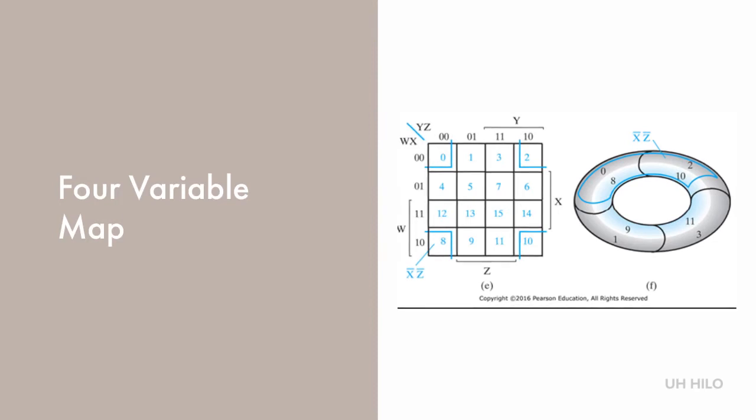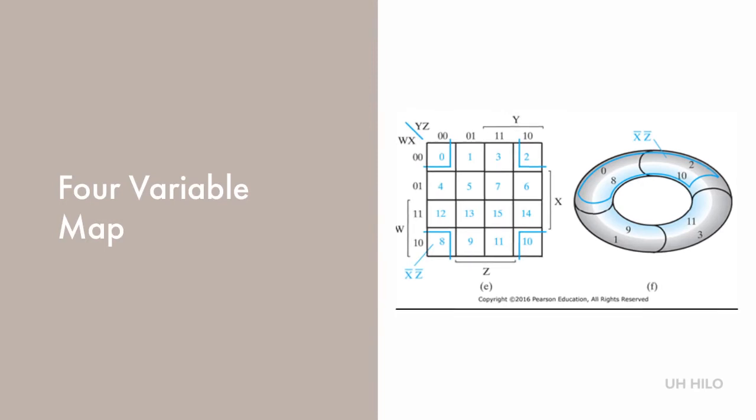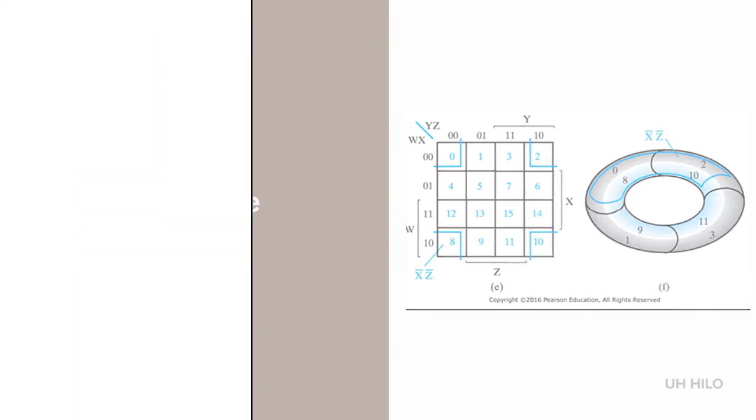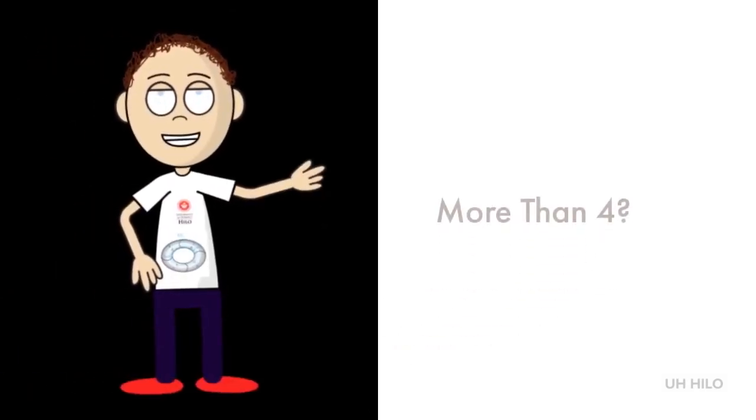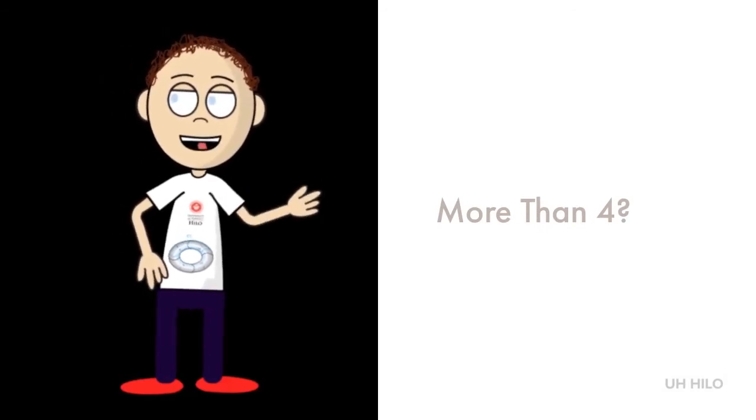Of course, it gets more complicated when you look at these from a topological standpoint, and there are actually several different types of tori that you explore in topology. Again, we can wrap left to right and top to bottom. Can we have more than 4 variables? The answer is yes. It does get tricky from a geometry standpoint, but we can still make maps with 5 and 6 variables.